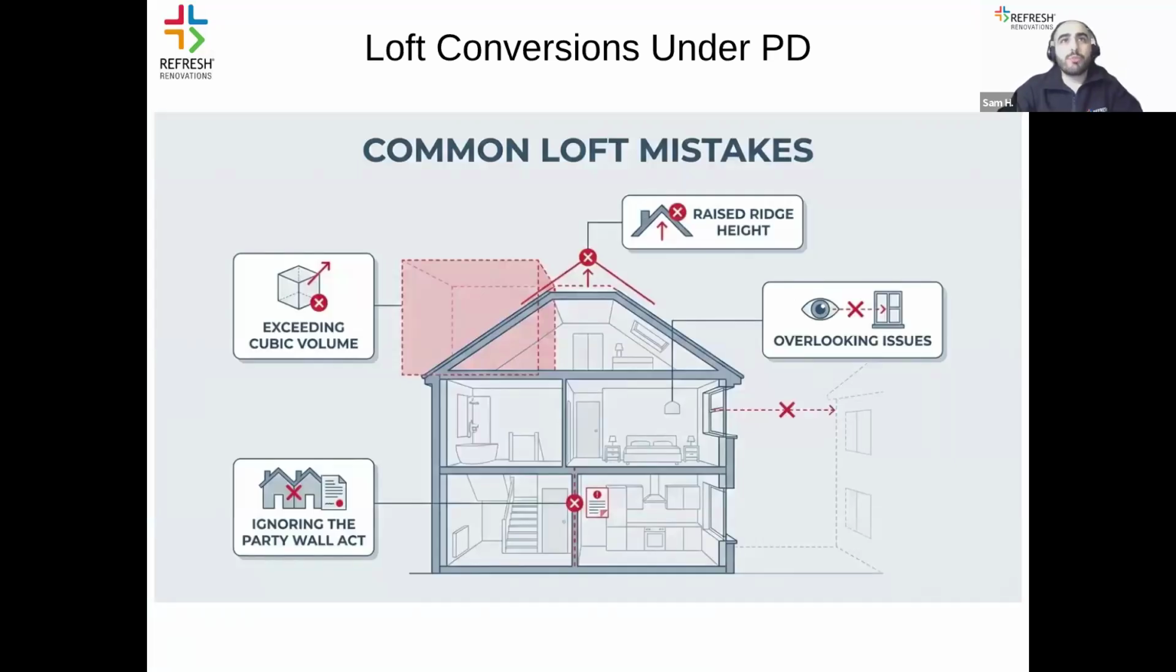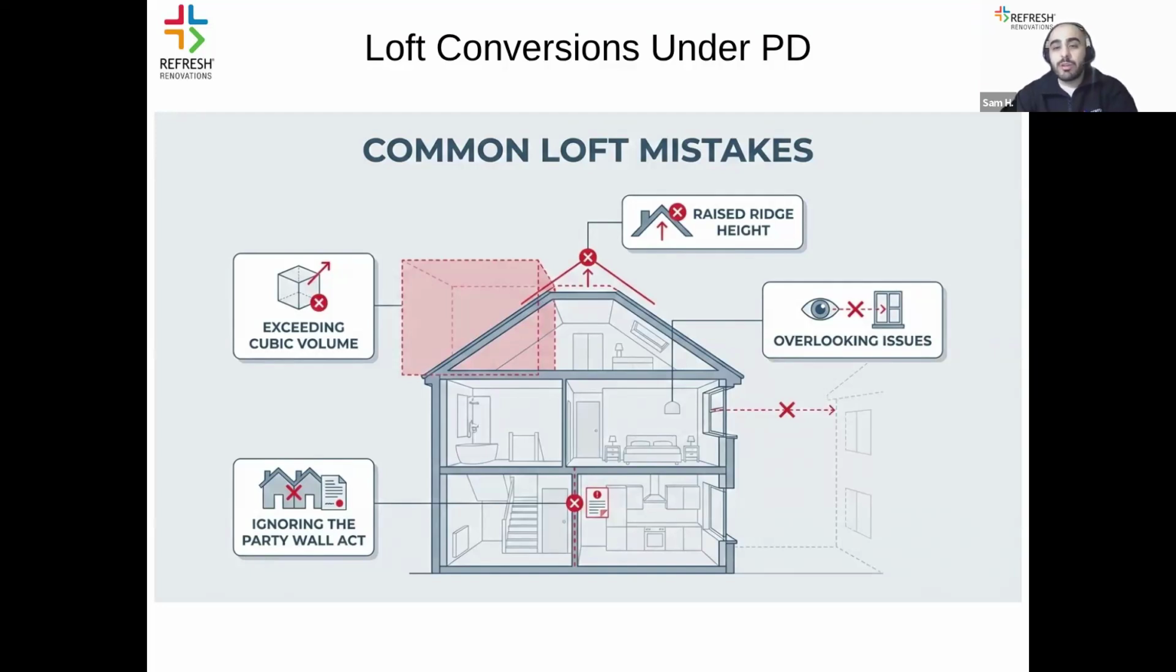What would be the common loft mistakes that we see? Many of these mistakes can be attributed to sometimes overlooking the guidance or misinterpreting it. The main ones here are exceeding the cubic volume limits, which we just mentioned, and that depends on the type of the property. Raising the ridge height, and that's a very common problem across London. It is essential that it is kept within its current standing, basically within the rest of the terrace if it's a terraced house.